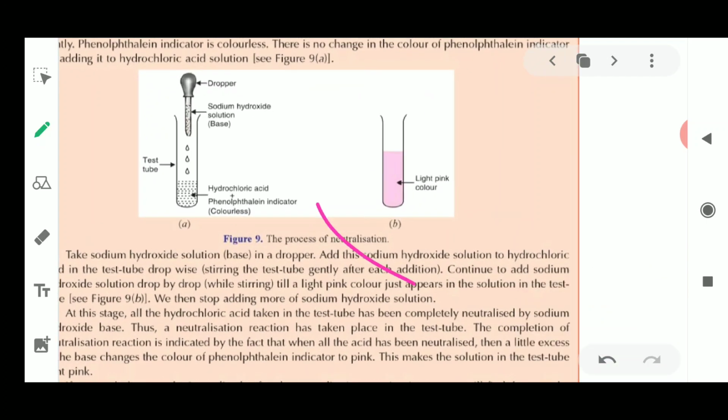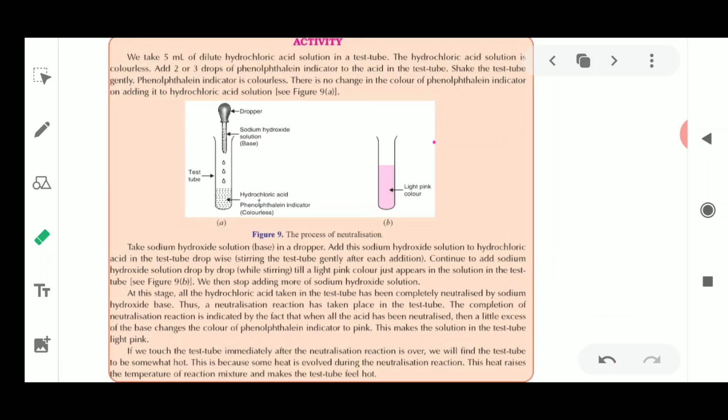So this activity is telling you what you have to do: you have to take the solution in the test tube. You have to take hydrochloric acid in it, and you will add some phenolphthalein indicator to it. Now you'll see that by adding phenolphthalein indicator, since it is an acid, it is not going to react.